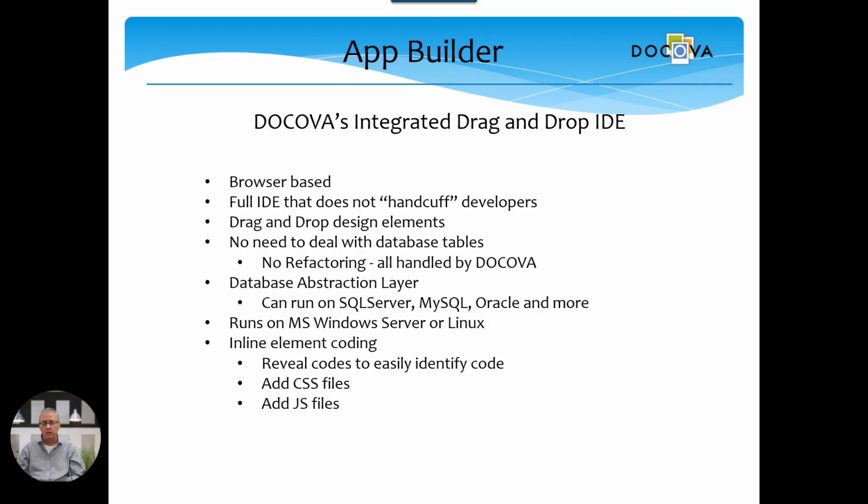We can run on Windows servers or Linux servers, and we have inline element coding, so you can reveal codes. You could create all your CSS or all your JS in one file, and you can still do that in DOCOVA if that's your preference. But you can also target specific elements on your forms or in your views and write code behind them, either using our formula language or using JavaScript or using our API. You can develop behind those things.